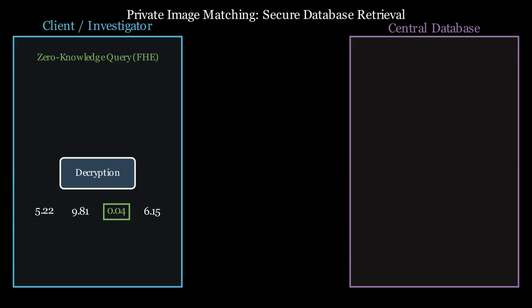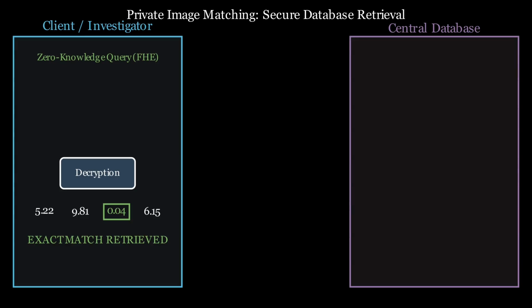In geometric terms, a distance approaching 0 indicates that the query feature vector and the database feature vector are practically identical. The system confirms the minimum value, and the exact database record is successfully retrieved. The investigator has obtained their intelligence. The match is retrieved. But look at what we did not do. The server never saw the query face. It never knew who the investigator was looking for. It never knew which database record triggered the match.